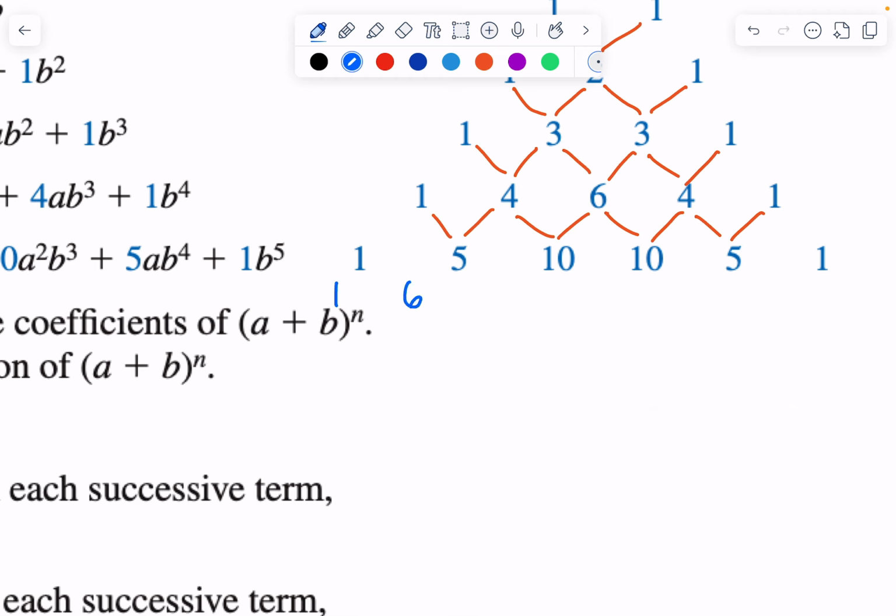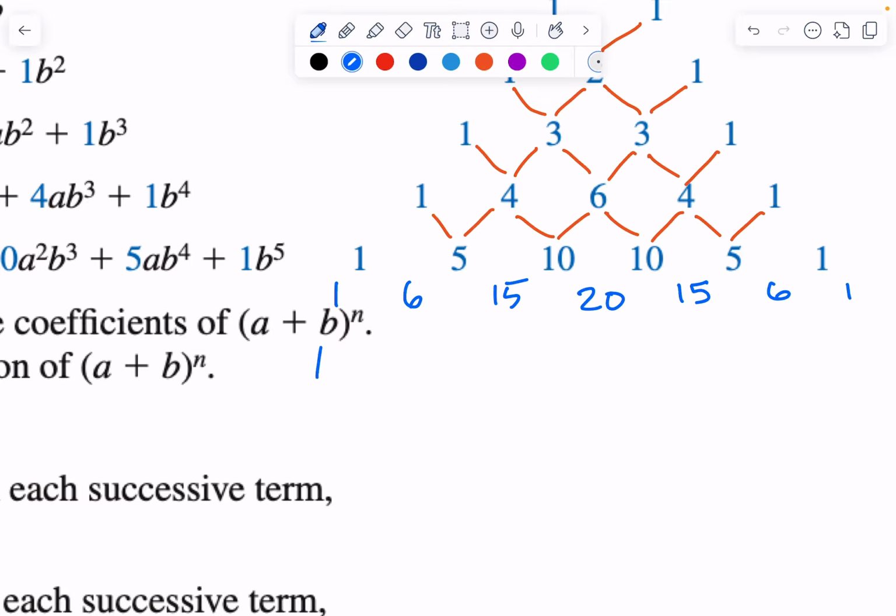5 plus 10 is 15. 10 plus 10 is 20. 10 plus 5 is 15. 5 plus 1, 6. 1 plus nothing, 1. So that would be the next row of Pascal's triangle, and the pattern just continues from there.